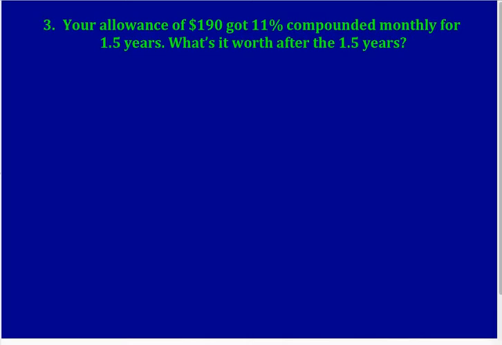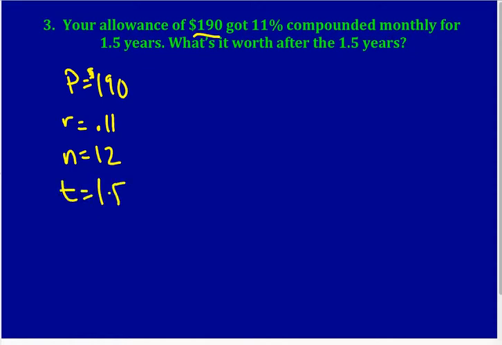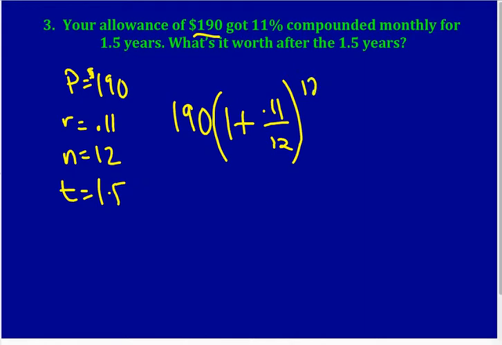Your allowance of 190 bucks gets 11% compounded monthly for 1.5 years. What is it worth after the 1.5 years? So 190 bucks, that's your P, your initial amount. Your interest rate is going to be 0.11, that's 11%, compounded monthly. So monthly, your N is going to be 12, and your time is going to be 1.5. So when you put this together: principal, 1 plus interest rate divided by how many times a year, 12 times 1.5. So 0.11 divided by 12 plus 1.